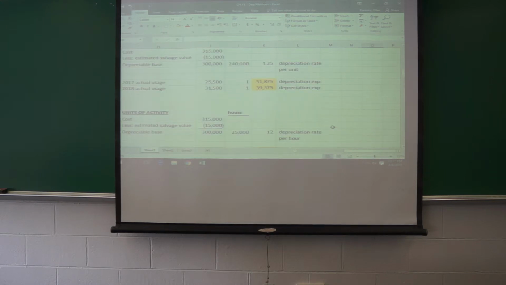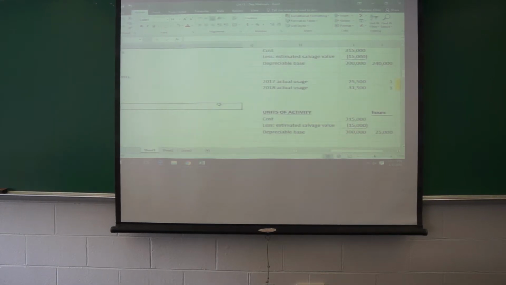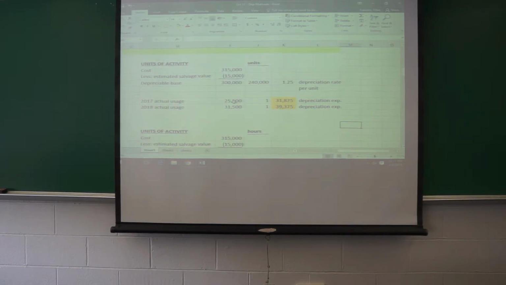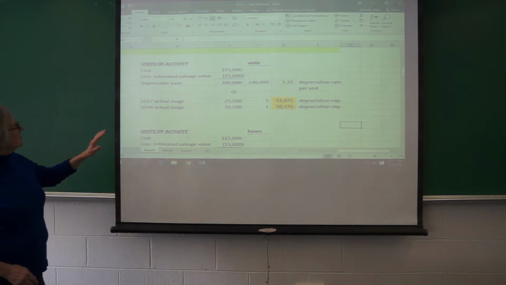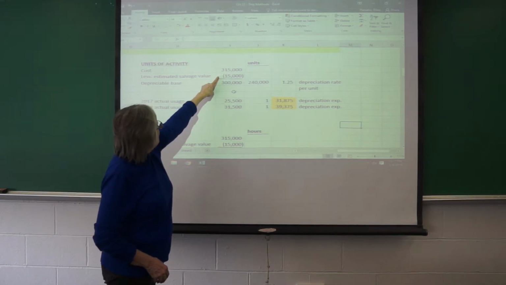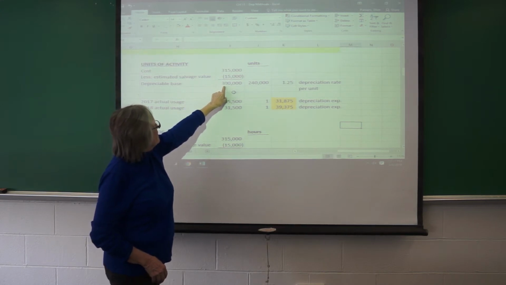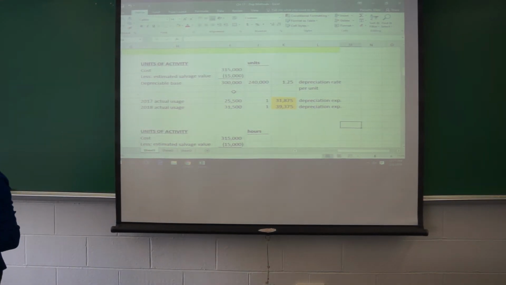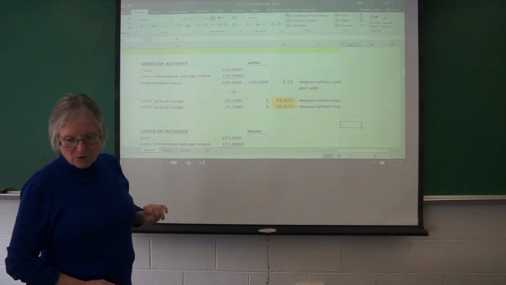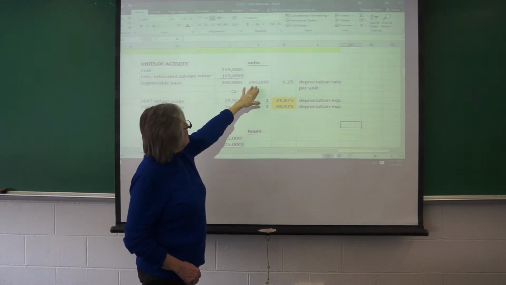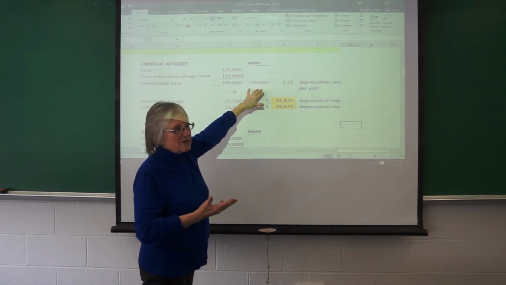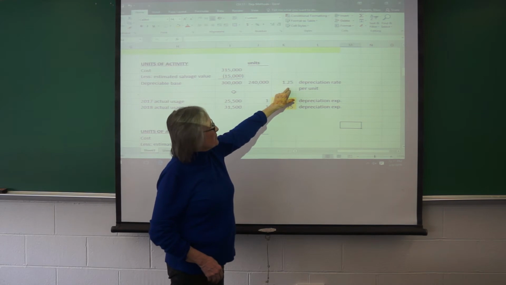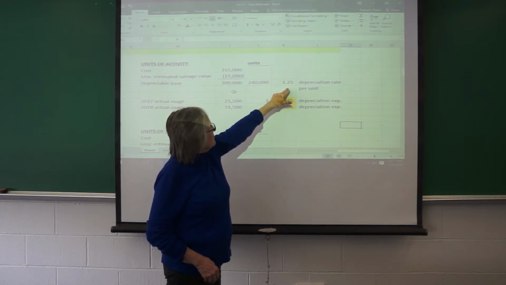Sorry, I'm not trying to make you motion sick here. We're using the same information, and so here's the units of activity, and we take the cost, salvage, we get the depreciable base, and it said up above in the problem that it's expected to produce 240,000 units. So that's the expected unit life of the thing. So you divide the 300,000 by that, and you get a depreciation rate of 1.25 per unit.